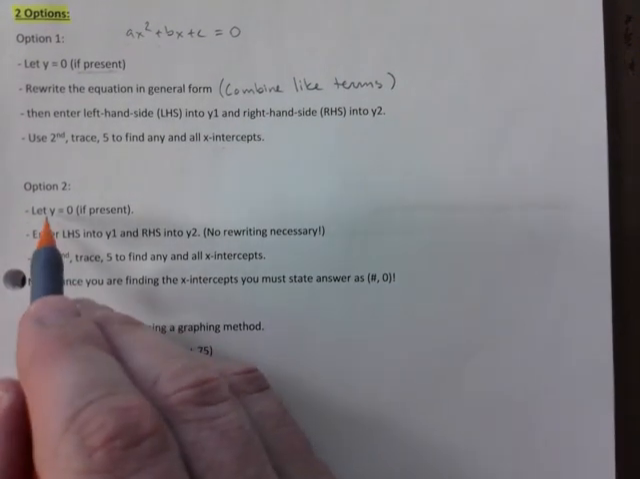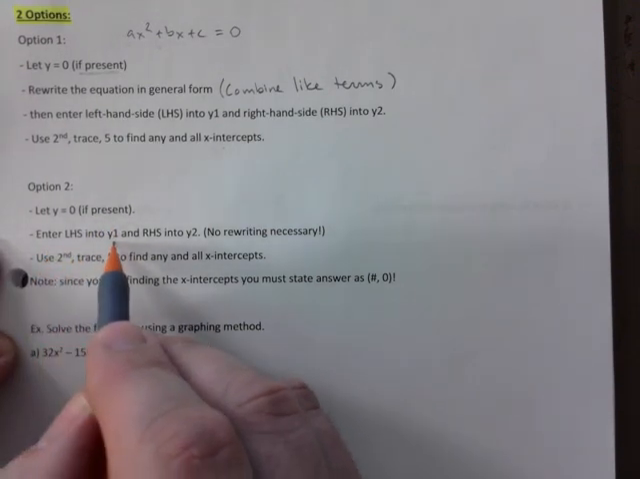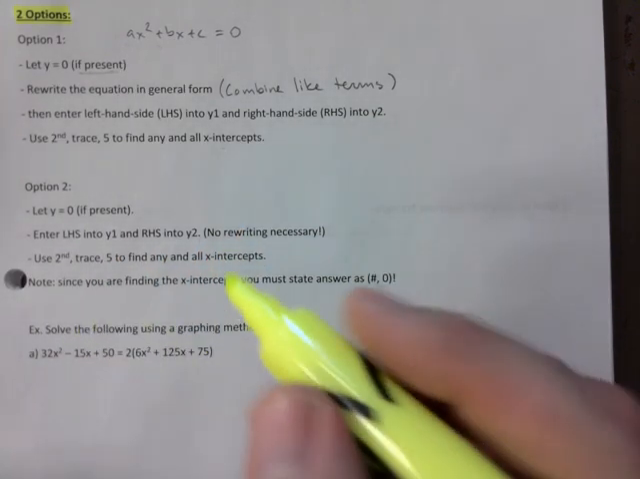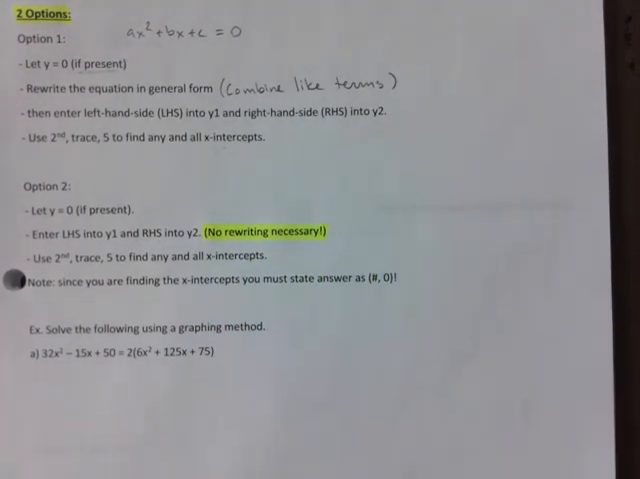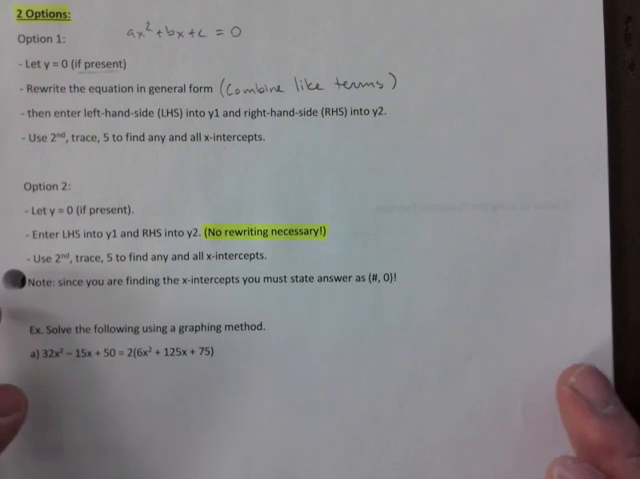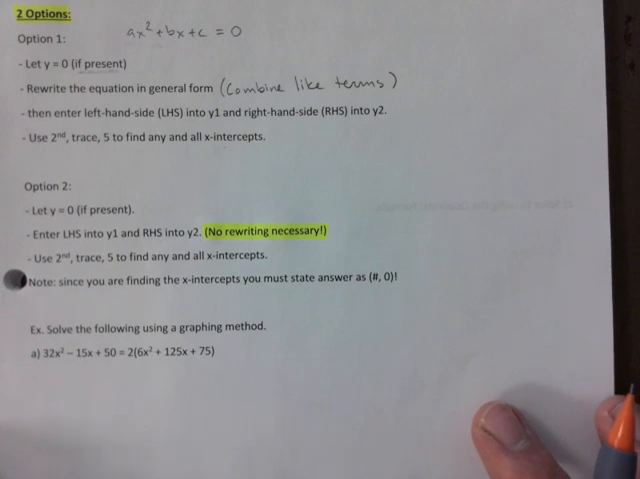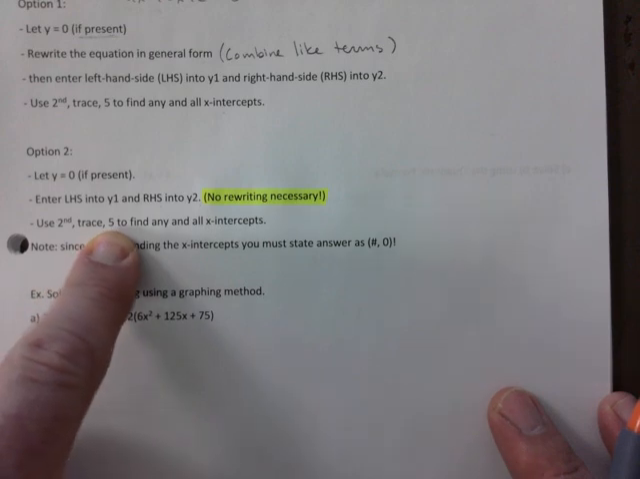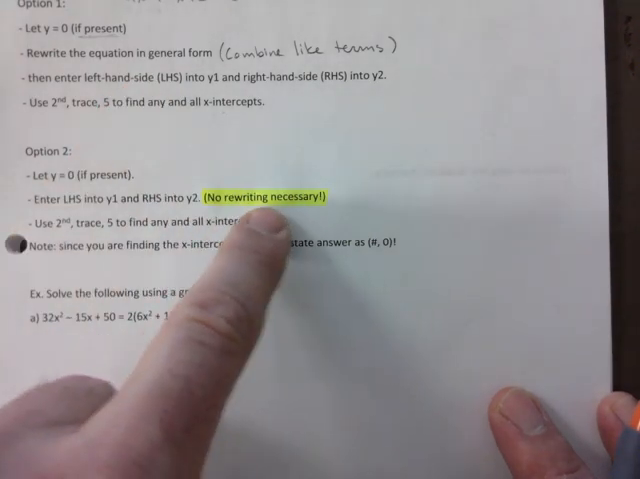Option 2, let y equal 0, same as before. Enter left-hand side into y1, right-hand side into y2. No rewriting necessary. With option 2, there's no rewriting necessary. You keep everything as is. Okay? That's what I prefer, the second option personally, but you might have to play with your window a bit more when you do that. Okay. Then use second trace 5 to find any and all x-intercepts. So a lot of things are similar except you don't rewrite here.